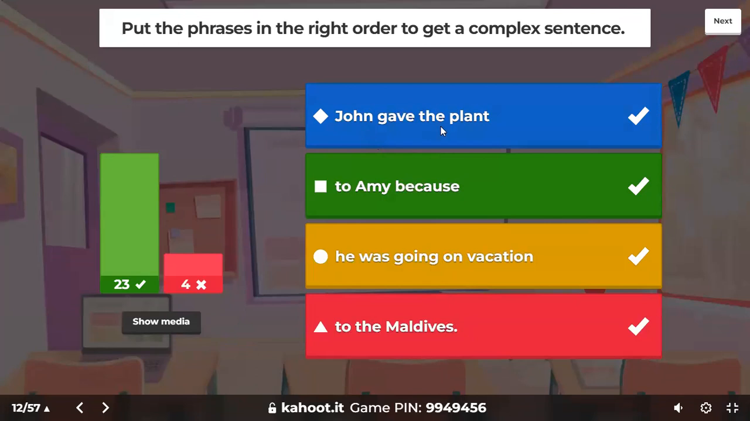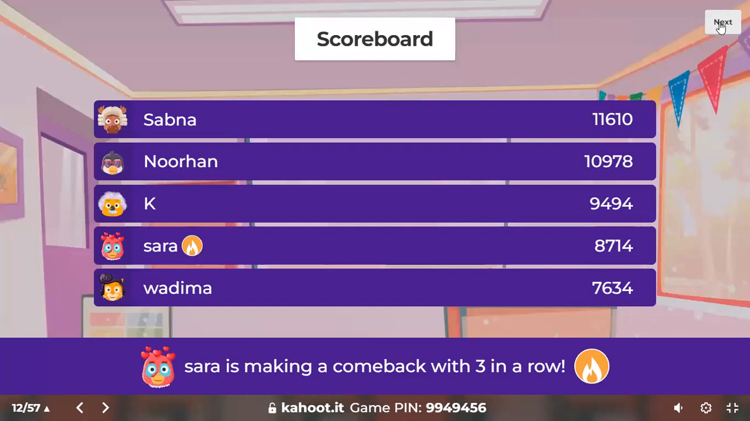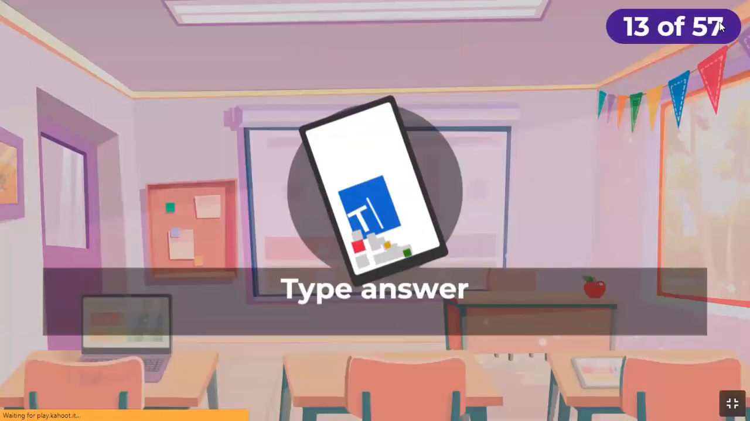Okay, that's fine. John gave the plant to Amy because he was going on vacation to the Maldives. Now, this is a complex sentence. So John gave, well, that's one clause, clause number 1. The plant is an object. To Amy is a prepositional phrase. Because is the subordinating conjunction. He was going: this is the subject, this is the verb, and that's clause number 2. To the Maldives is a prepositional phrase. Okay, great.